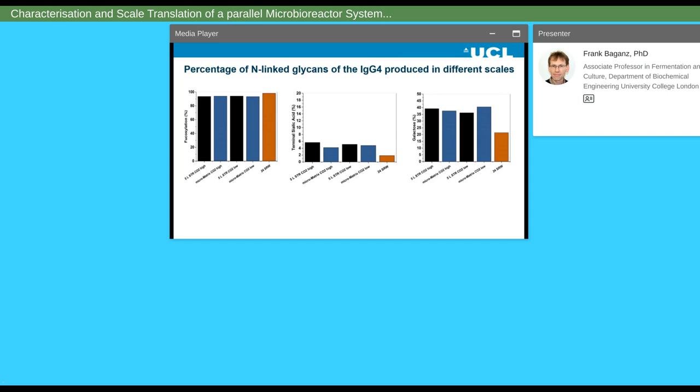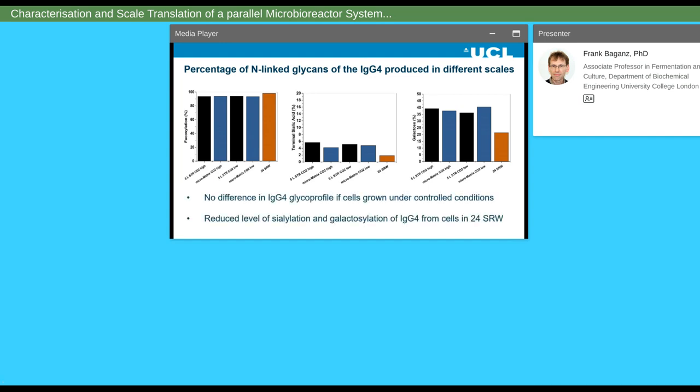Similarly, galactosylation was comparable for all conditions run in the micromatrix and 5-liter stir tank reactor, but considerably reduced for antibodies that were produced in the 24 standard round wells. This was likely caused by a difference in the pH profile, because cultures in the 24 standard round wells were not pH controlled.